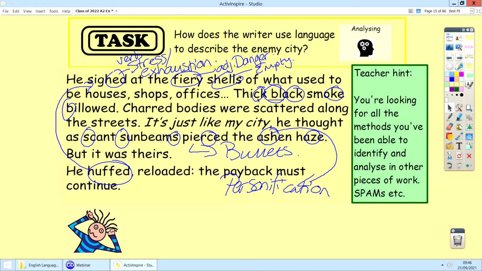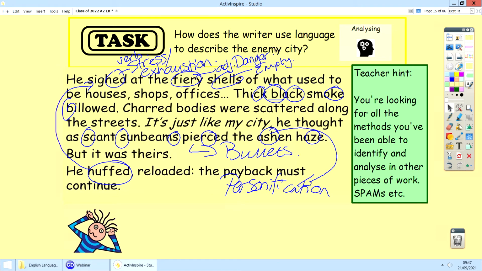So thick black smoke, we've got this k, k, k sound, and that is a consonant, and it's what's called consonance because it's a repeated consonant sound. Thick black smoke, it's a k, k sound. Billowed, and we've also got black and billowed here. This is plosive, a sort of alliteration, even though it's not necessarily next to one another. Thick black smoke billowed is where you put the emphasis. It's the plosive.